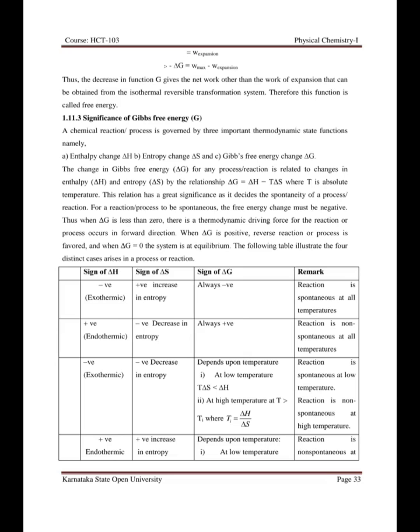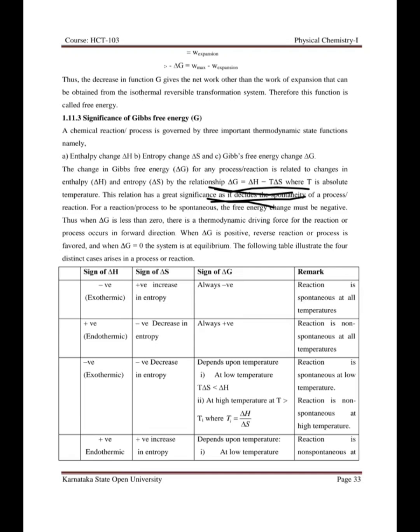Next, the change in Gibbs free energy for a reaction is related to the change in enthalpy, delta H, and entropy, delta S. The relation can be written as delta G is equal to delta H minus T delta S, with T the temperature.